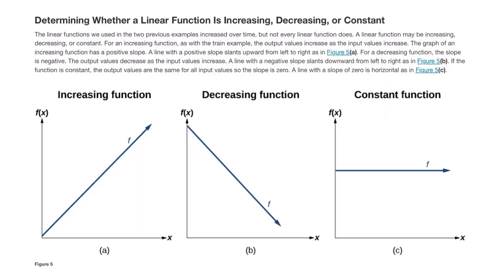Okay. So determining whether a linear function is increasing, decreasing, or constant. So if we have these images, in a graphical sense, we say a function is increasing as we trace it left to right and the graph goes up. As we trace the graph from the left to the right and it goes down, we say the function is decreasing. And as we trace it from the left to the right, if it stays flat, we say that it's constant.